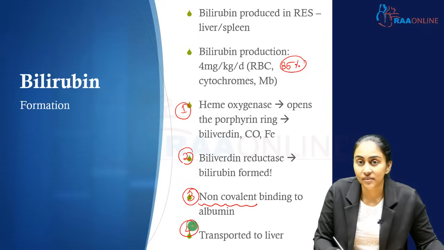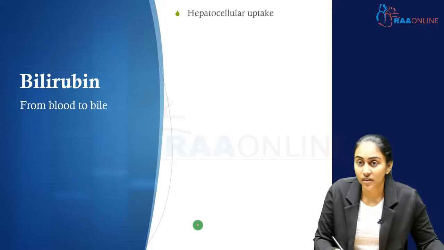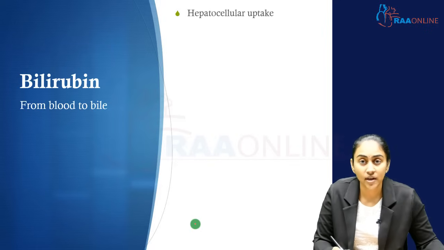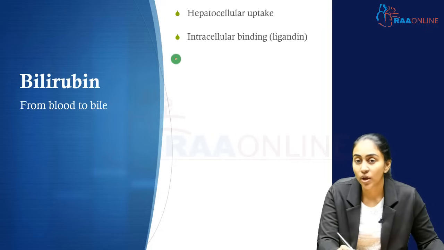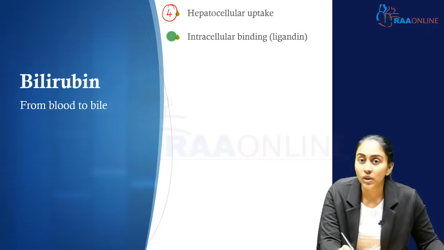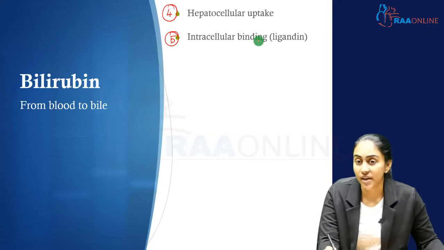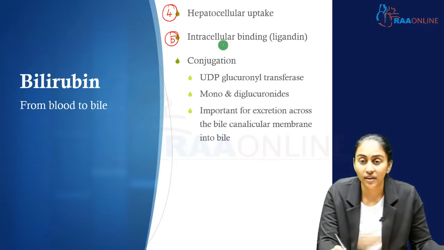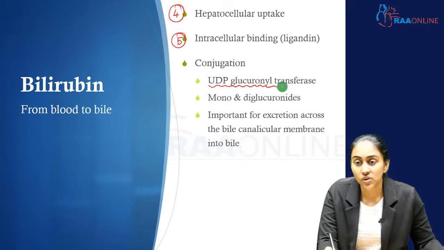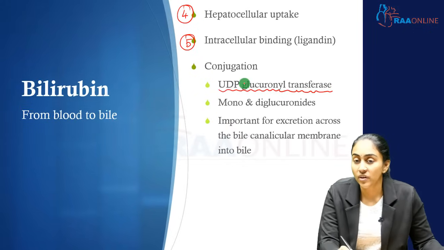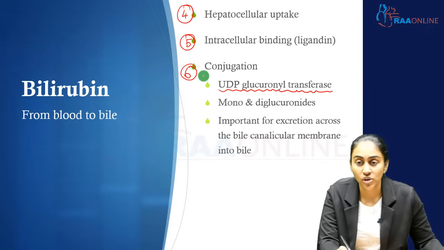So, what happens in the liver? In the liver, hepatocellular uptake takes place. There is a transporter about which a lot of research is going on and we still do not have much clarity. So, hepatocellular uptake takes place and then there is an intracellular binding within the hepatocytes, where something called ligandin plays a very important role. And once this binding occurs, the bilirubin is subjected to the activity of this enzyme called UDP glucuronide transferase. And UDP glucuronide transferase is very important for conjugation of bilirubin.